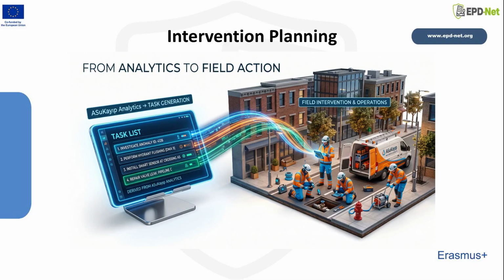Different types of interventions may be considered depending on the analysis results. These include pressure control adjustments, targeted infrastructure repairs or renewals, and enhanced monitoring activities. By combining analytical evidence with operational planning, a UKIP supports efficient and effective leakage reduction strategies.